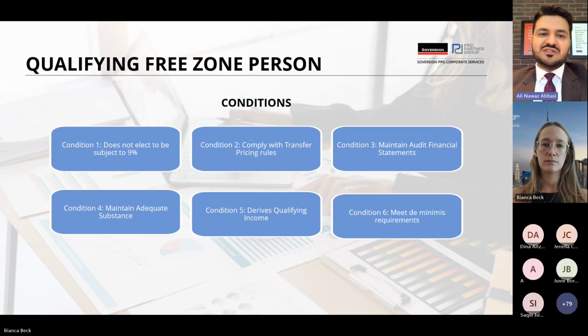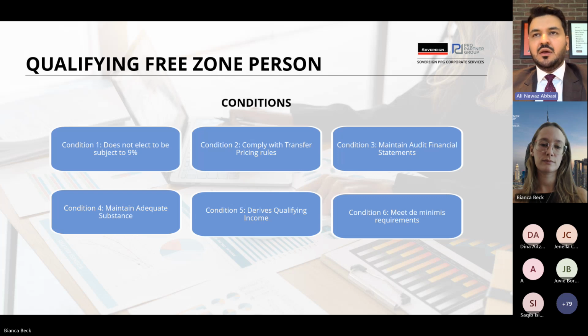The other condition is complying with transfer pricing regulations. This means that all transactions with related parties and connected persons should be at arm's length. We'll discuss more on this in the next few slides. Another condition is that the free zone company must maintain audited financial statements. There are no thresholds for this condition. Any free zone person that wants to avail the 0% regime must prepare and maintain audited financial statements.